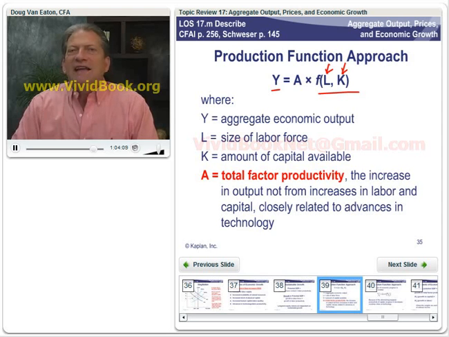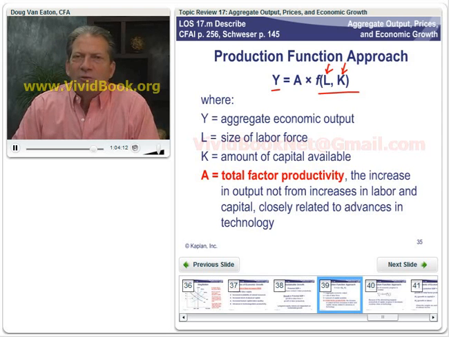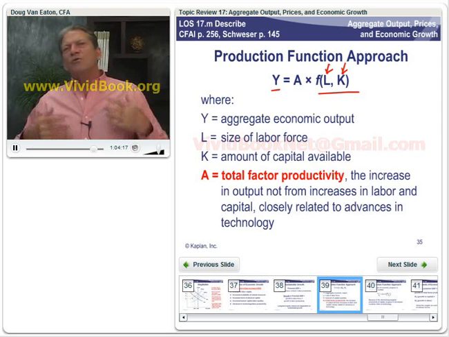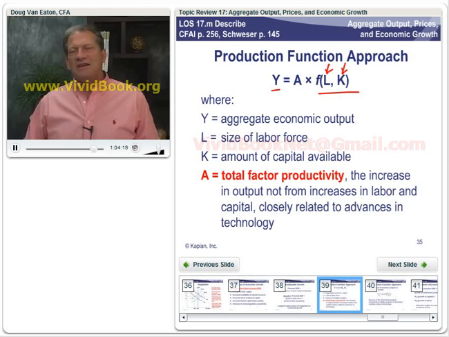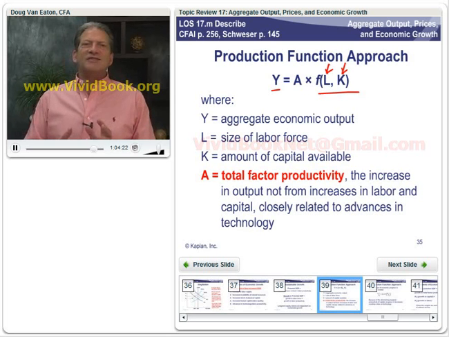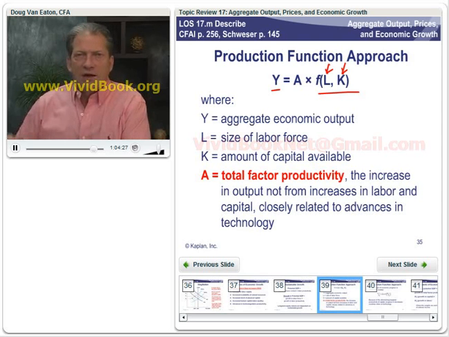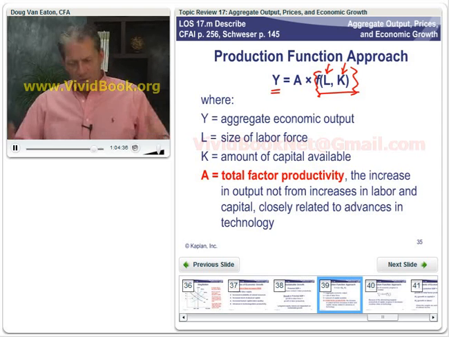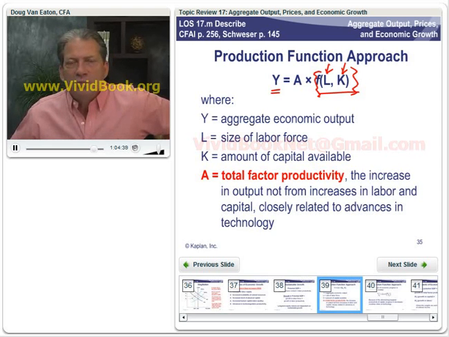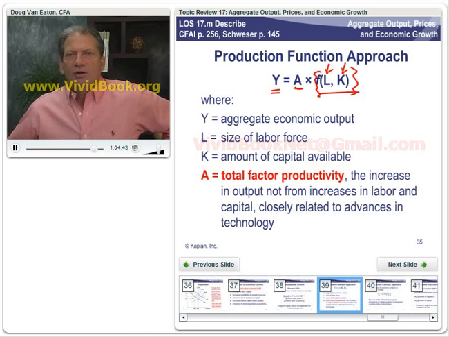And then we've got that A term, that's total factor productivity. The increase in output above what we got from increasing labor and increasing capital. So advances in technology would certainly end up in that multiplier there, total factor productivity. So total output equals the output based on this output function for labor and capital as its two inputs, and this multiplier, total factor productivity.